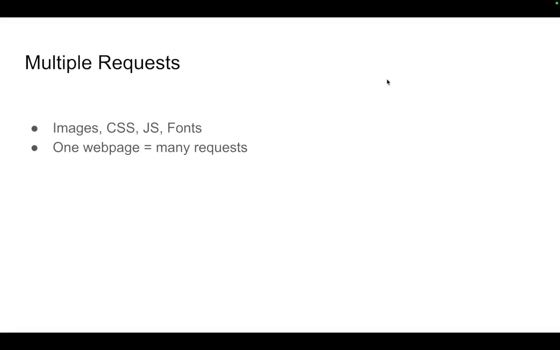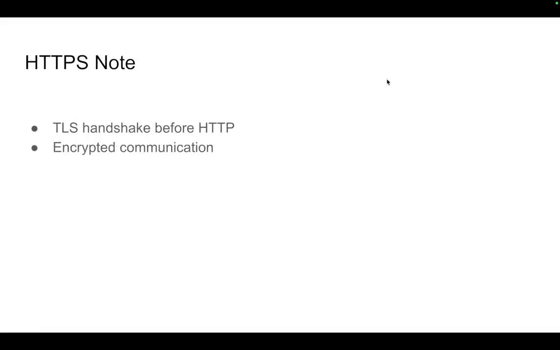It could be multiple requests: images, CSS files, JS, fonts. One web page would send many requests. So a TLS handshake would be performed before HTTP if it's an HTTPS connection, and then encrypted communication between client and server would take place.